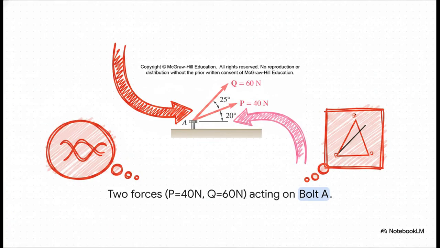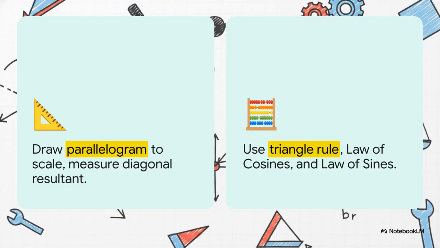Let's look at another super common scenario. We have a bolt at point A, but this time only 2 forces are acting on it. Force P at 40 newtons pulling at a 20-degree angle, and force Q at 60 newtons pulling at an additional 25-degree angle. Now, because there are exactly 2 forces here, we actually have a choice of 2 distinct methodologies we can use to find the resultant. As future engineers, you really need to master both of these approaches.